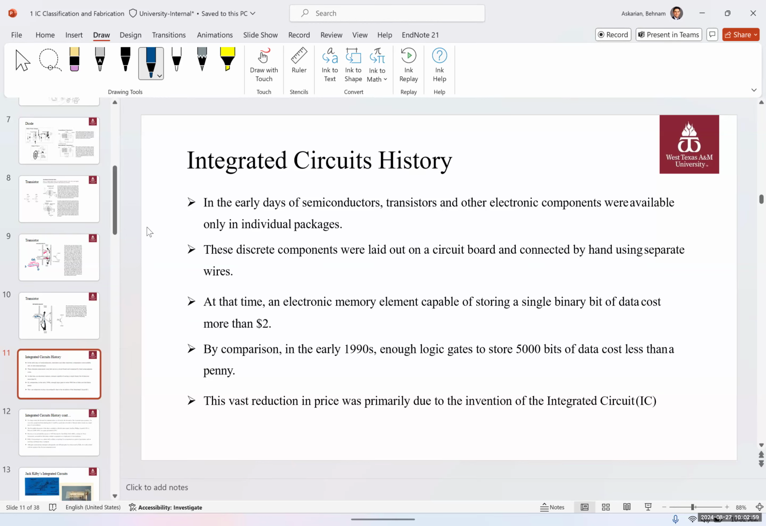These discrete components were laid on a circuit board and connected by hand using separate wires. So building a single binary bit of data memory would cost more than $2. Now you buy 16 gigs for like $5, $10, something like that. If you buy in bulk, it's going to be less than $1. And by the end of the 90s, for 5,000 bits, it was a penny. This vast reduction in price was primarily due to the invention of integrated circuits.